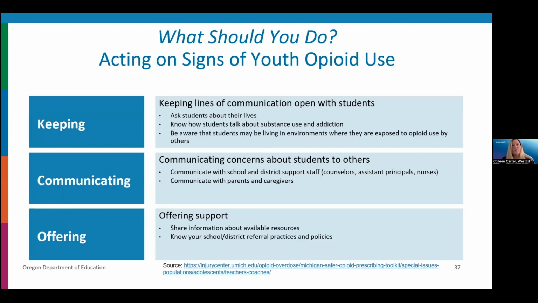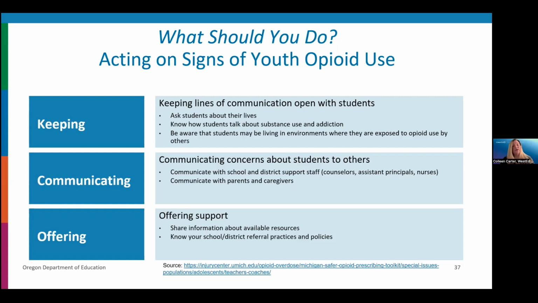So now the question would be, what should you do if you recognize or see some signs that alert you to being concerned? Ways you can act on that would be keeping lines of communication open with students. The teachers and students have the closest connection, and so asking students about their lives, noticing how students talk about substance use and addiction, and being aware that they also might be living in environments where they're exposed to opioid use by others.